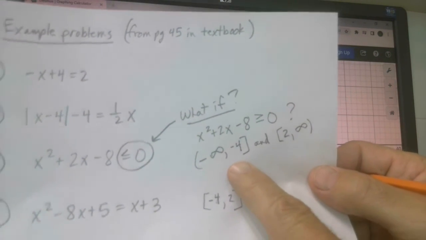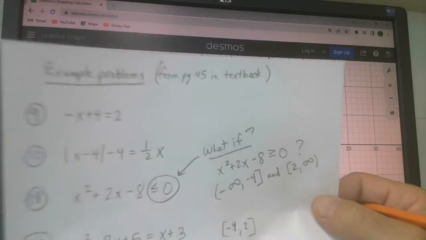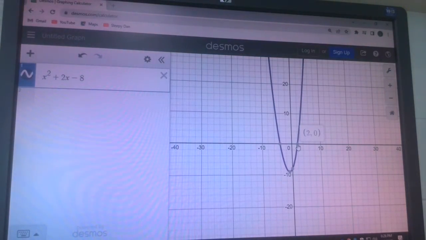Okay, that's it for your sample problems. Your actual homework problems are exactly like this, so good luck.